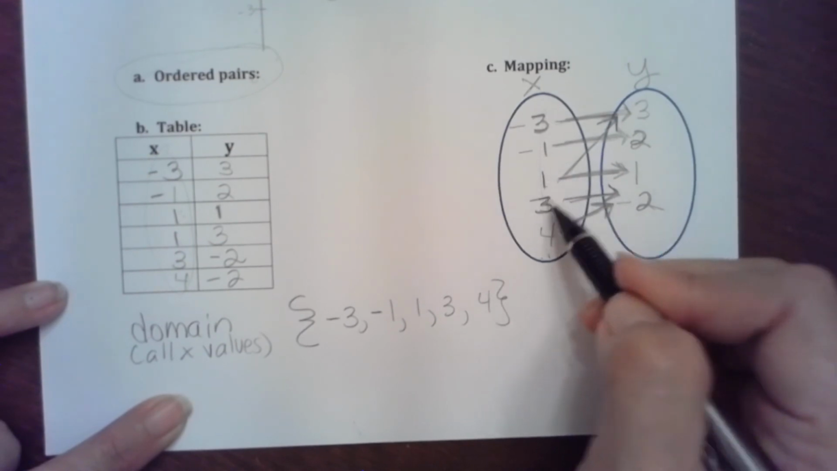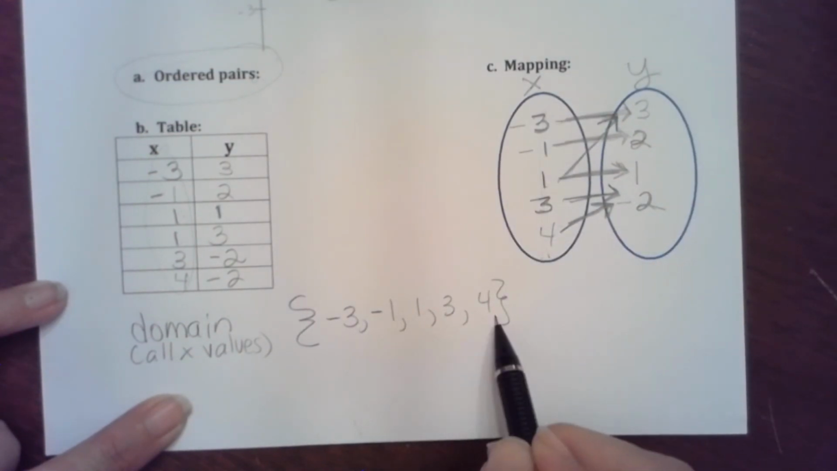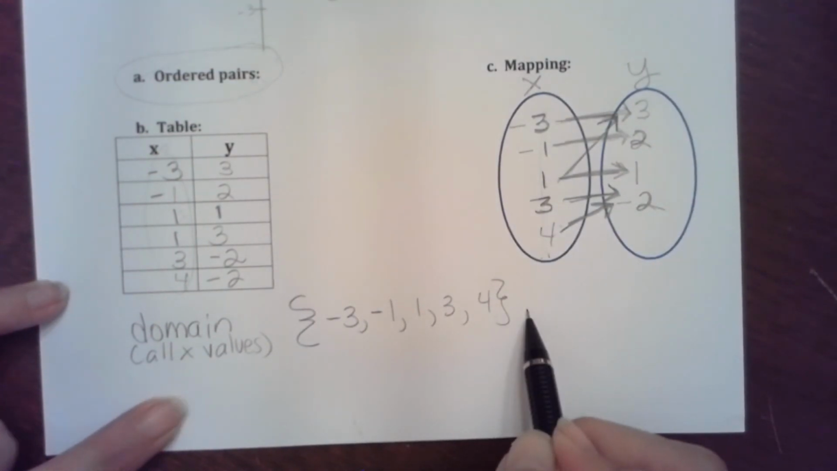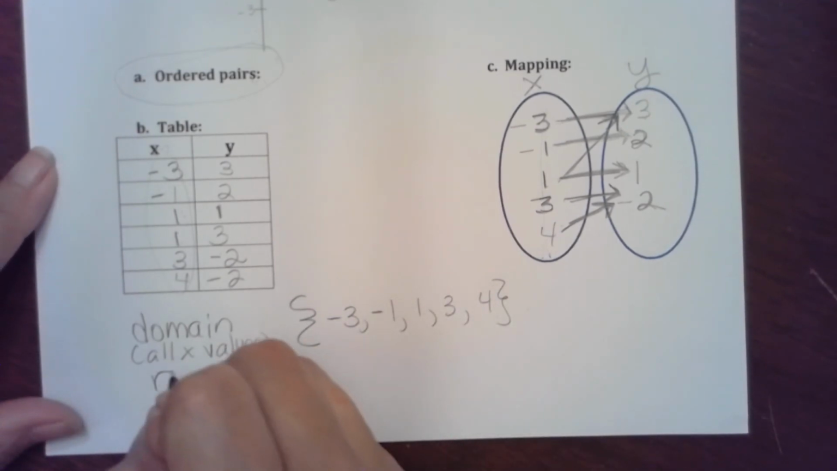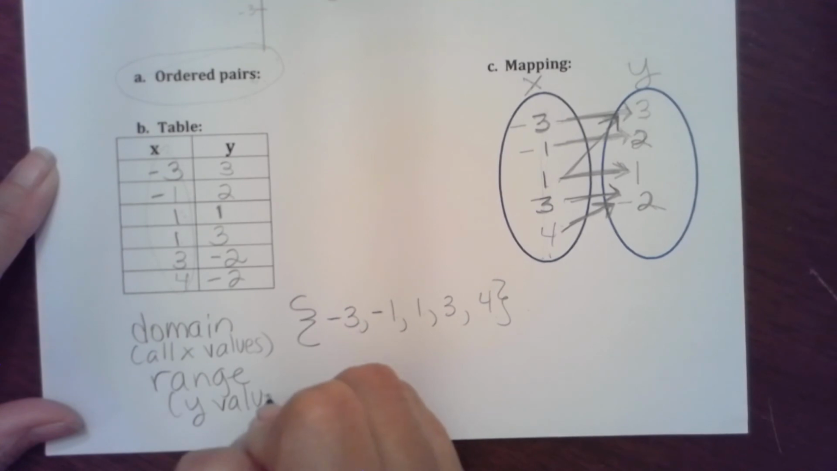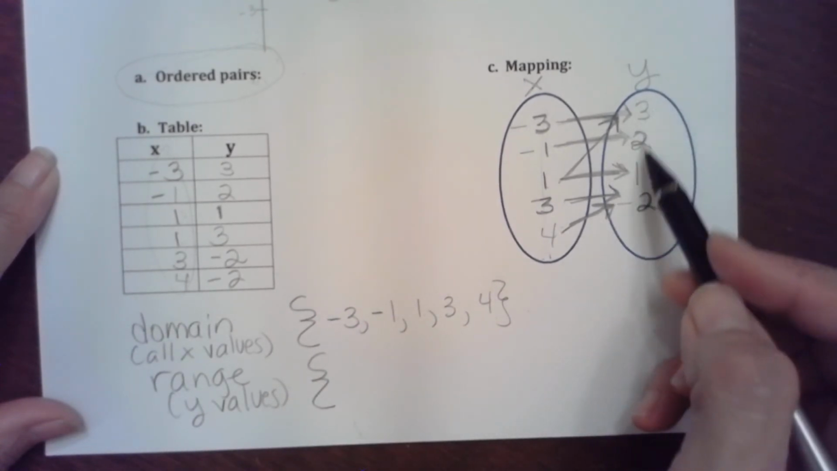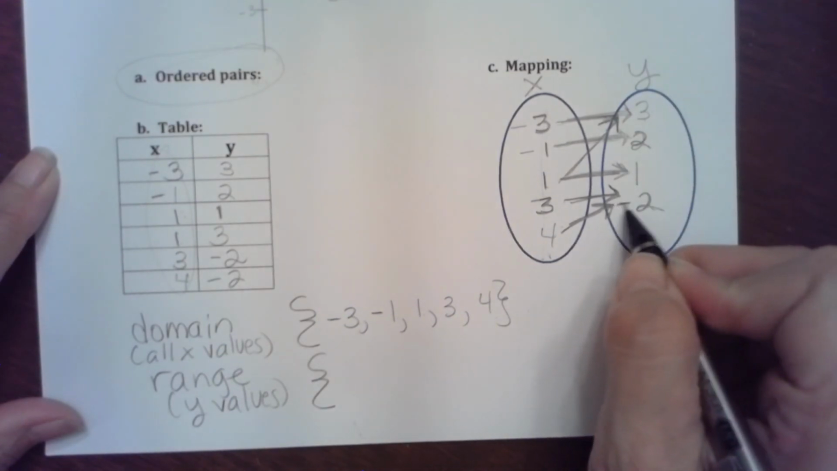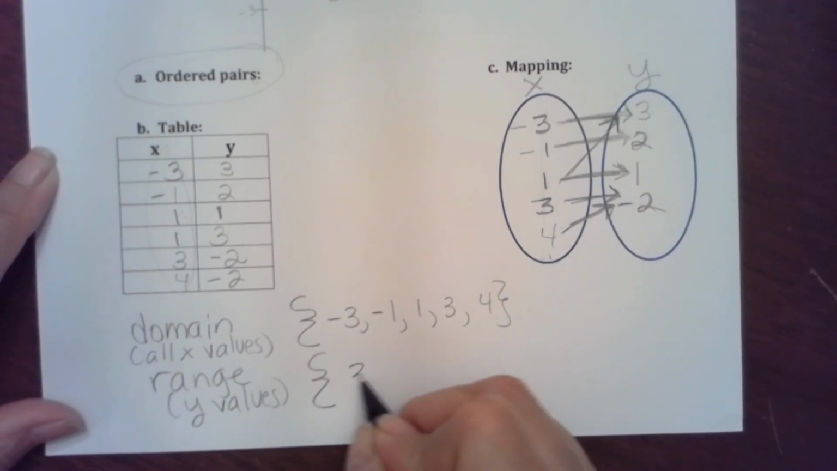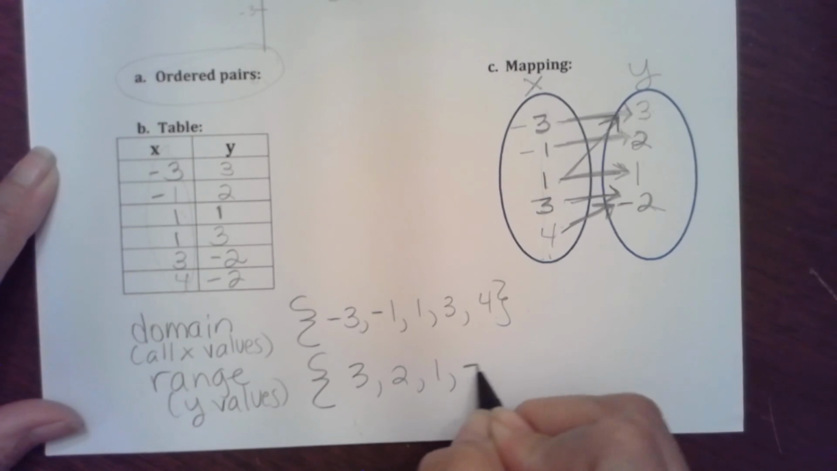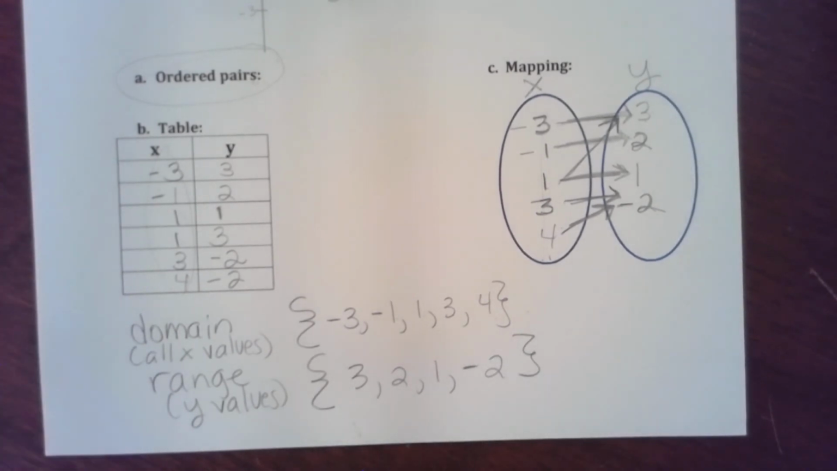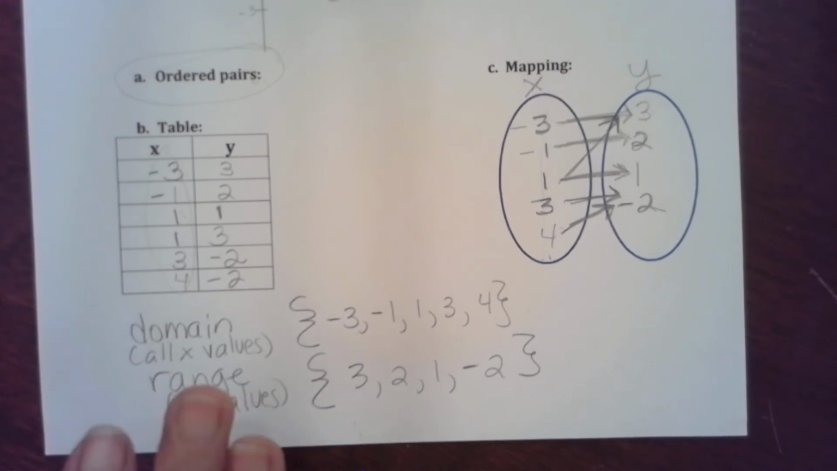So 1, 2, 3, 4, 5, those are our 5 x values. Now the range, that is the y values. So let's list all those. This is a -2, so we have 4 of them: 3, 2, 1, -2. So those are our domain and range values.